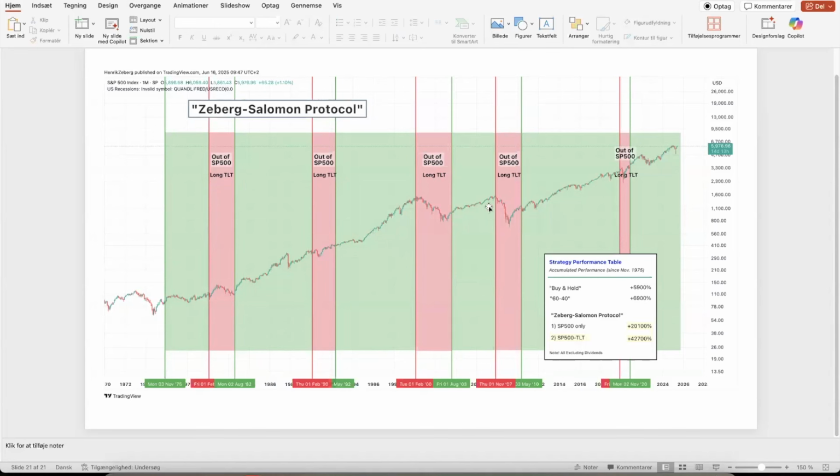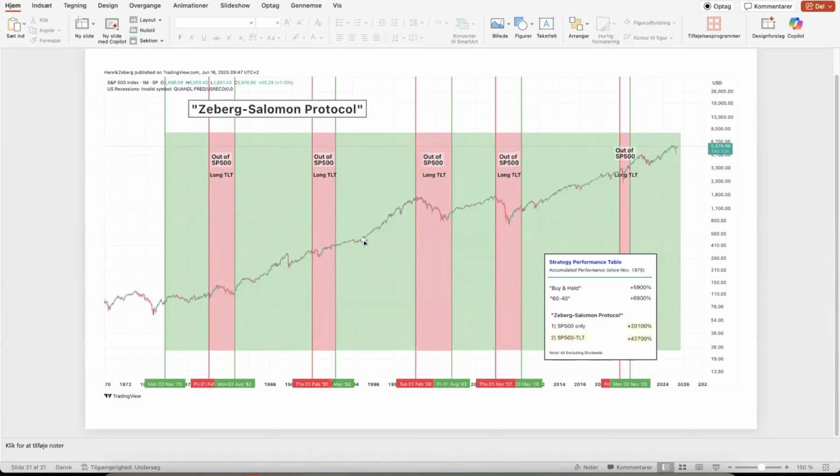But if you look at it like that and say, well, it's not just about when you get out. Actually, this is when the model would have gotten us out in these different dips that we have had. And as you can see here, back in the early 80s, we got out earlier, before the top actually was in, and we got in a little later. But in relative terms, you would actually gain on being long TLTs or bonds at that point.